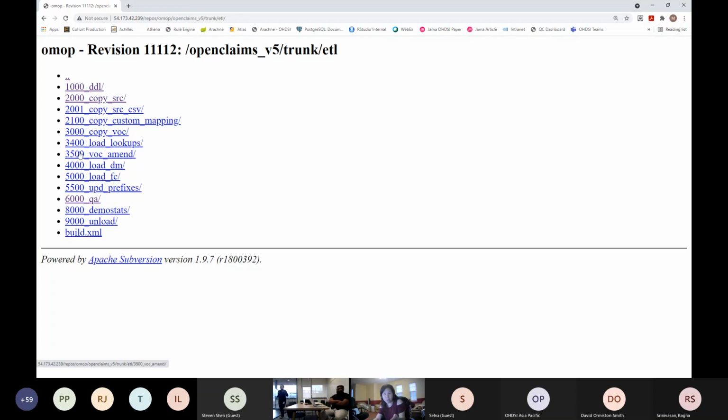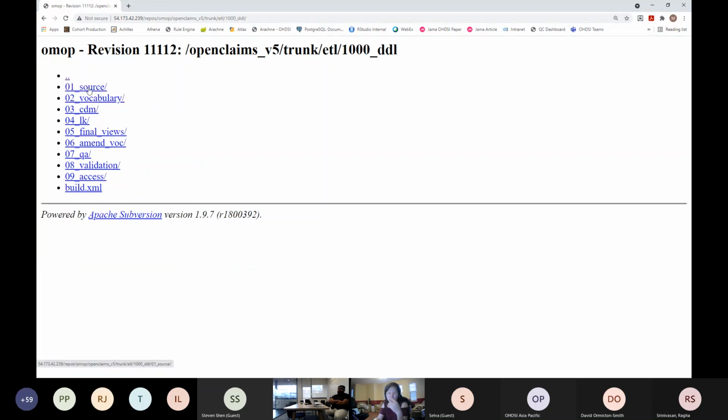They're named in a certain order, right? 1000, 2000, 2001, 2000, 2100, because this is the order I know to tell my continuous deployment software to go pick it up. So here, this is setting up all the DDLs, the source, the vocabulary, the CDM, the lookup tables, my amendments, my QA, my validation, and so on. So I have a whole series of things I have to set up, okay?